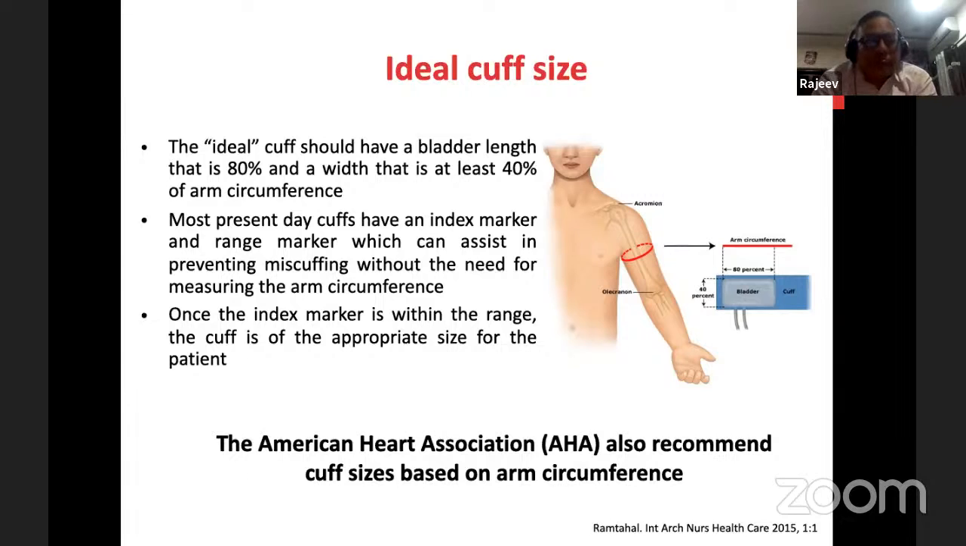So the American Heart Association also recommended cuff sizes based on the arm circumference. Before buying a machine, I think we should look at the markers on the cuff, and that would really help. Most of these manufacturers, like Omron, give 2 cuffs. Ideally, we should buy 2 cuffs and keep them in the clinic or wherever we are working.